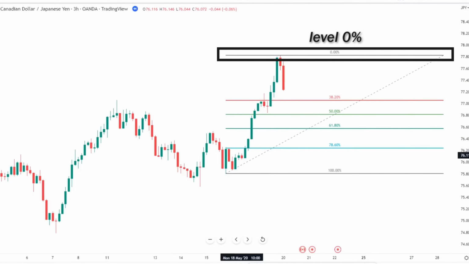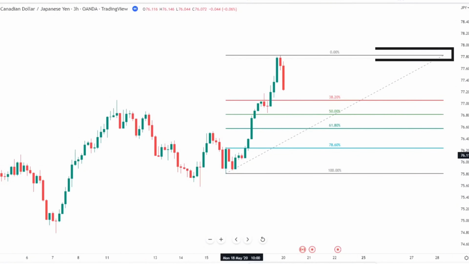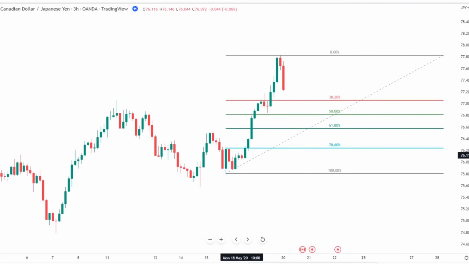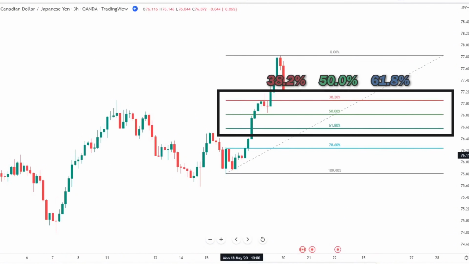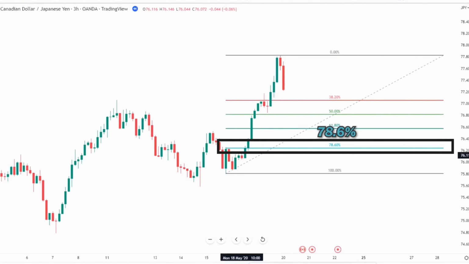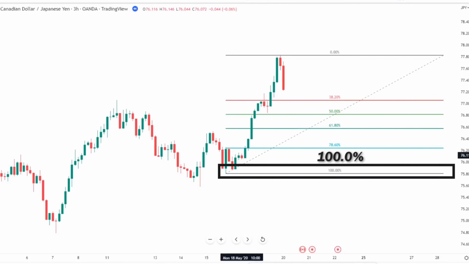Starting from the top, you have the 0% level, which is your starting point. Below that are the retracement levels where the price is predicted to bounce. The most common levels for a pullback are 38.2%, 50%, and 61.8%. These three are often called the golden zone. However, there is no guarantee the price will reverse exactly there. It can go deeper to the 78.6% or even 100% level.